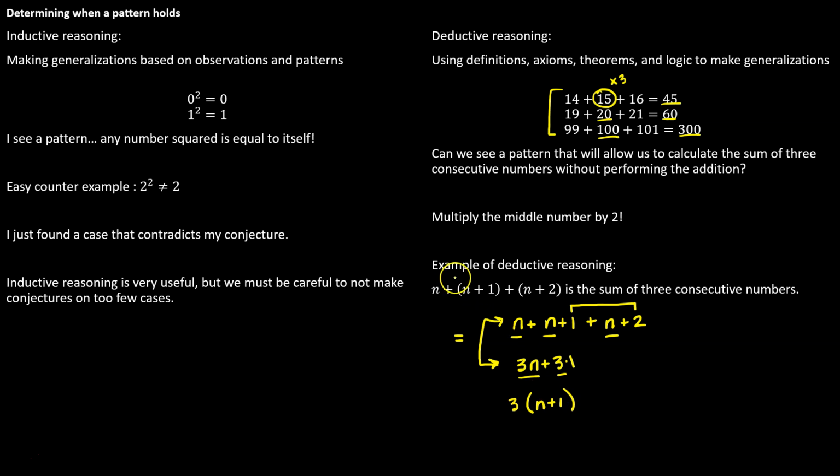N plus 1 just so happens to be the middle term. So really we're saying 3 times the middle number. And this doesn't matter which 3 consecutive numbers we pick, it will always be 3 times the middle number to get the sum of 3 consecutive numbers.